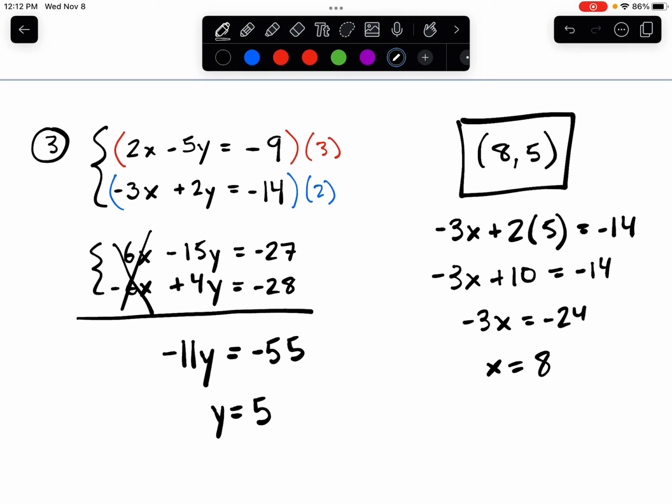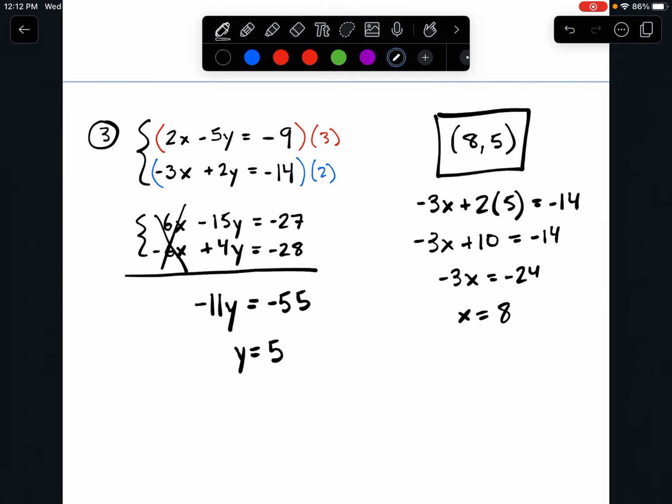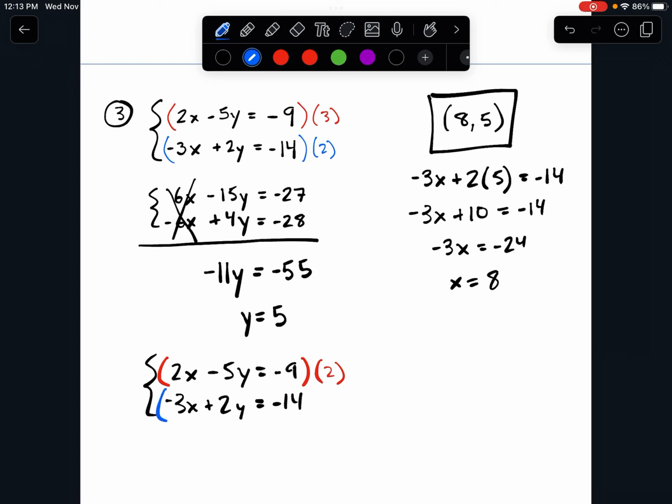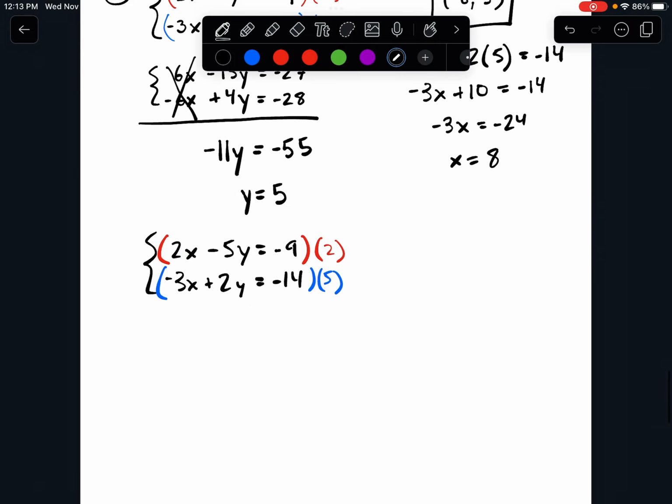Now the nice thing about this is that you get to choose, right? Again, it is your choice. So if I were to take this same problem, 2x minus 5y equals negative 9, and negative 3x plus 2y equals negative 14, another thing I could do is instead of trying to get the x's to cancel, I could try to get the y's to eliminate. That would require me multiplying the top by 2 and the bottom by 5. And let's see what happens when I choose these numbers.